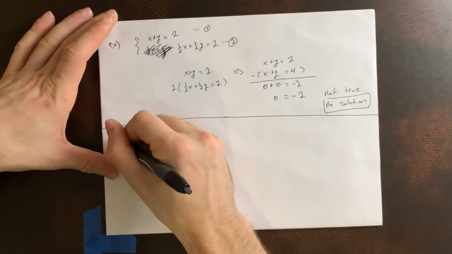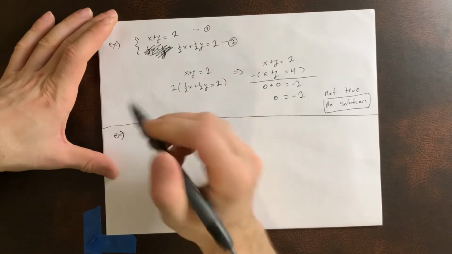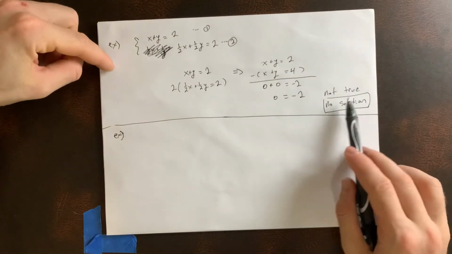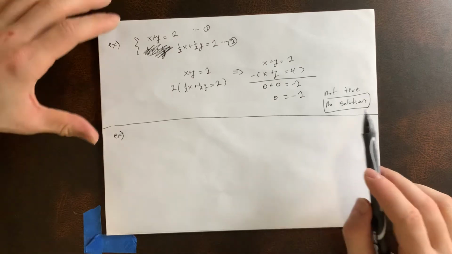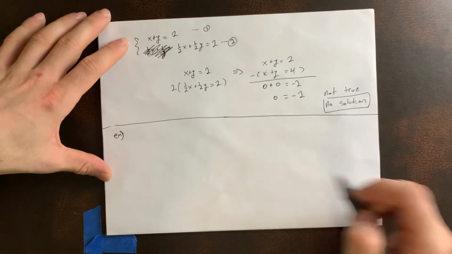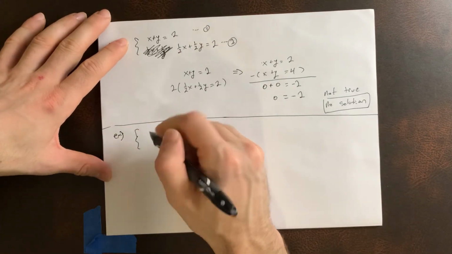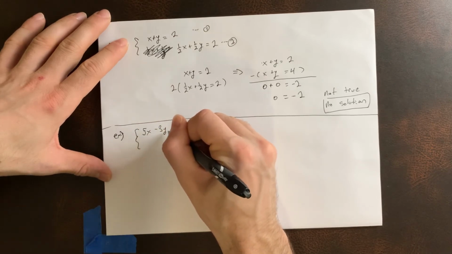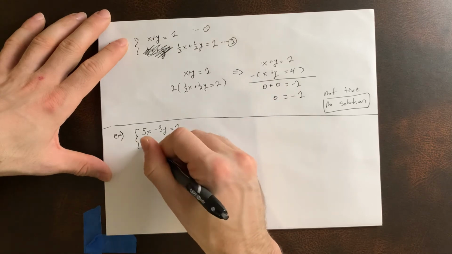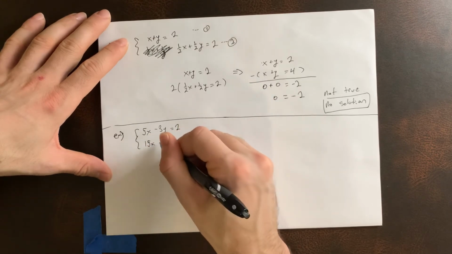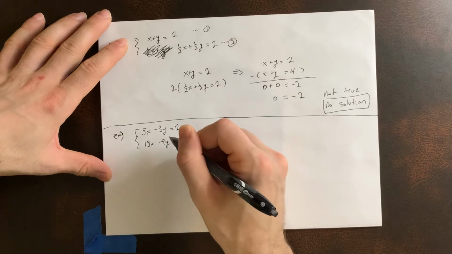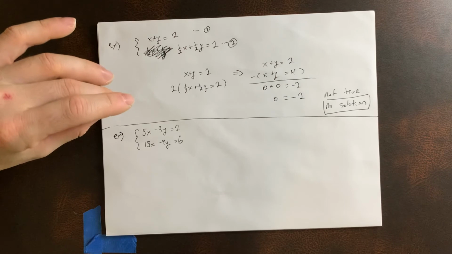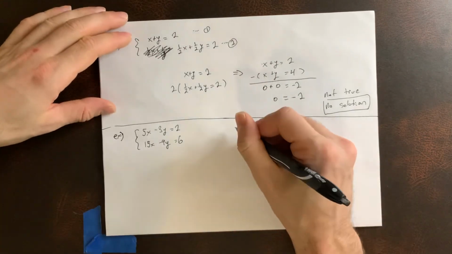Okay, now the last one. There are going to be 3 scenarios. The first type of problem has one solution. This type of problem has no solution. Now in this one, we'll see that we're going to have infinite solutions. The problem we'll do to illustrate that will be this one: 5x minus 3y is equal to 2, and 15x minus 9y is equal to 6. So again, let's use elimination. Let's take our first equation and just rewrite it again.